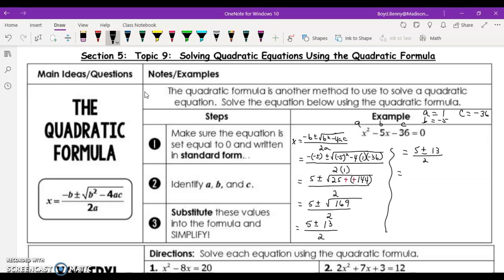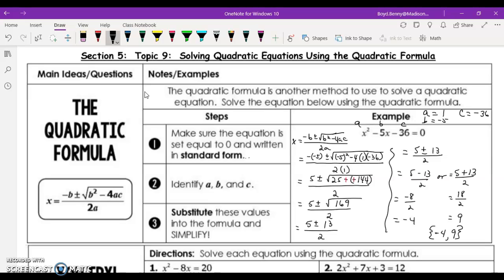So to get my two solutions, again, just like with completing the square, I'm going to do 5 minus 13 divided by 2 and 5 plus 13 divided by 2. So let's see here. 5 minus 13, that's going to give me a negative 8 divided by 2, which is going to give me a negative 4 as one of my solutions. 5 plus 13 is going to give me 18 divided by 2. 18 divided by 2 is going to be 9. So if I use my curly braces to show my solutions, negative 4, comma 9.